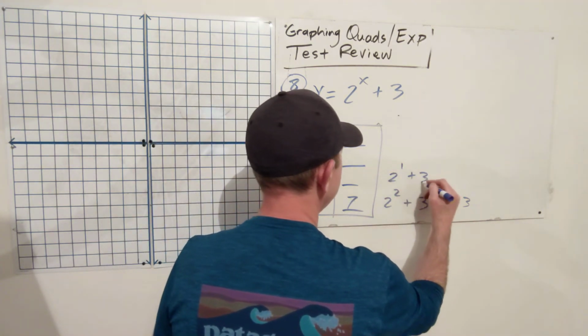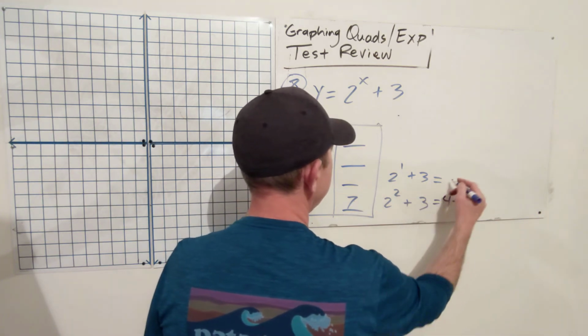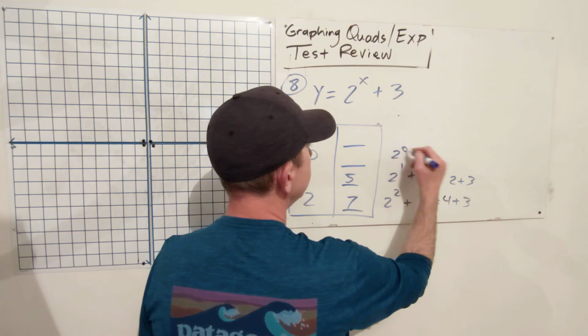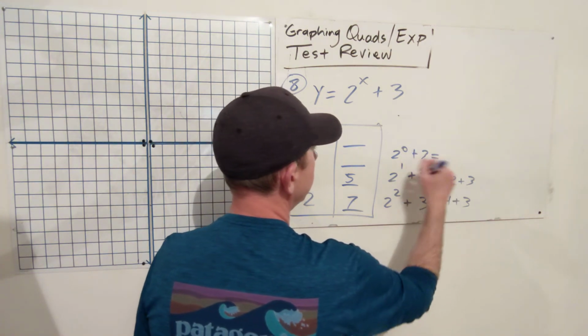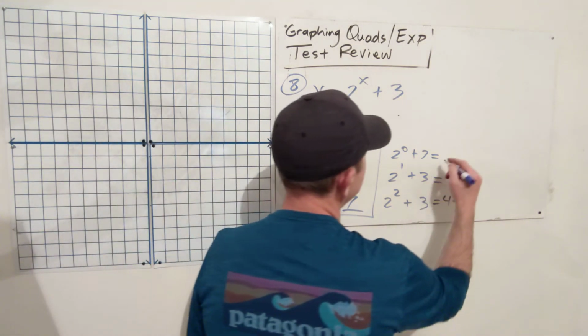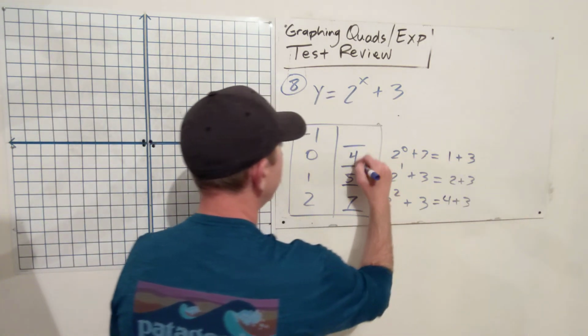2 to the first plus 3. That's just 2 plus 3. So that one gives me 5. Anything to the 0 power is not 0. It is 1. So we get 1 plus 3. That one's going to be 4.